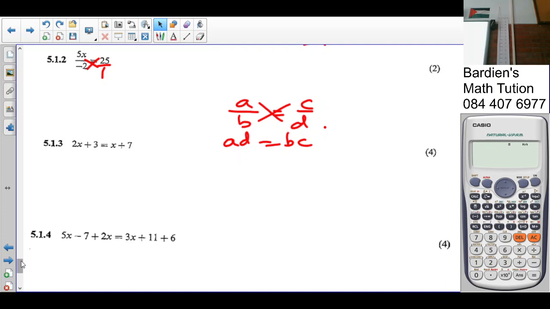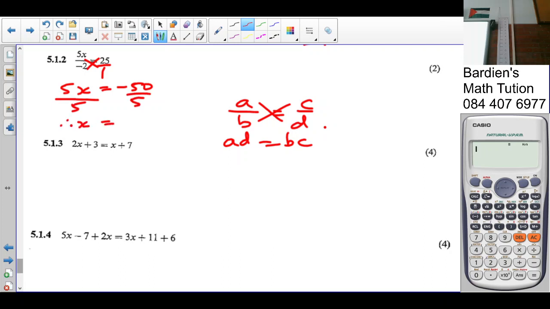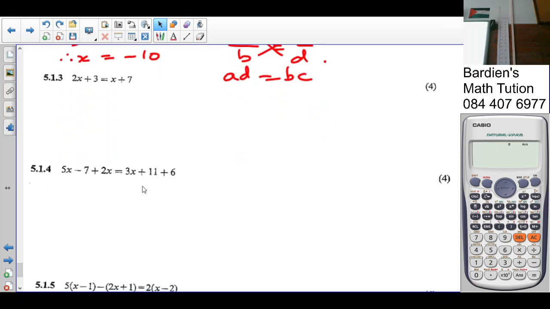So if we cross multiply here, negative 5x times 1 is 5x. Negative 2 times 25, negative 50. Now what do we do? Divide by 5 both sides. So therefore x equal to negative 10. So negative divided by positive is negative. Any confusion there? No? Right, let's carry on.